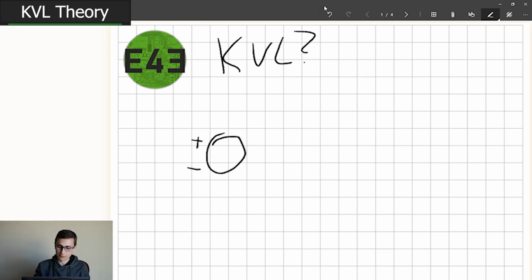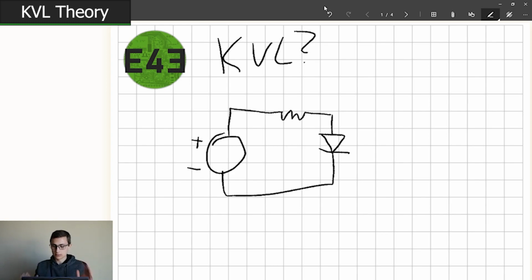Let's say we have a voltage source. And then let's put a diode in there. It does not matter, right? So we've got this circuit, and there's a closed loop. Current can flow. And just for good taste, I'll put our ground reference in there. Okay? So current can flow.